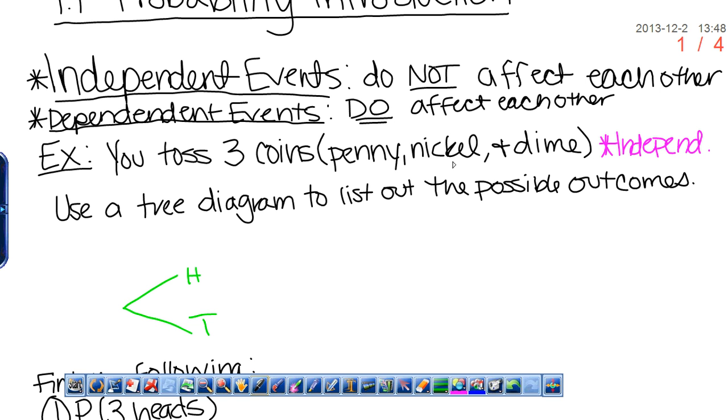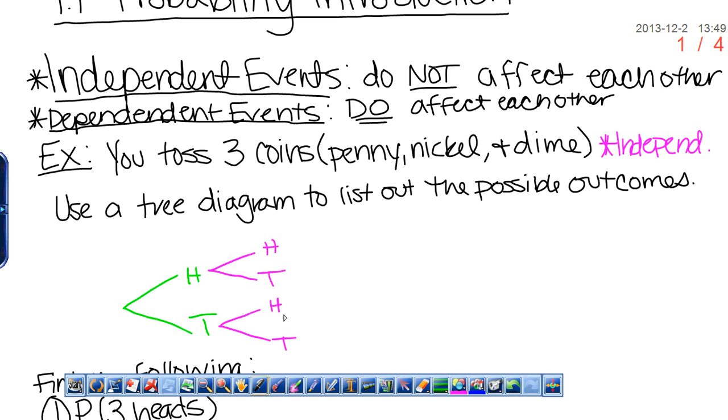Now I'm going to toss a nickel. When I toss the nickel, I have 2 options, right? Heads or tails. So after tossing the penny and getting heads, when I toss the nickel, I can either get heads or tails. After tossing the penny and getting tails, when I toss the nickel again, I can get either heads or tails. How many total outcomes are there now? 4. Heads, heads, heads, tails, tails, heads, tails, tails. 4 total outcomes now.